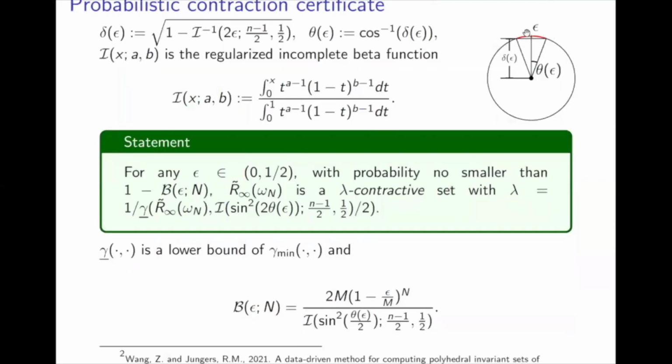So when the measure of the spherical cap is epsilon, then the angle is theta epsilon, derived from this regularized incomplete beta function. Then with this, we get our second certificate. For any epsilon, with probability no smaller than 1 minus beta, defined here, this computed set is lambda contractive with the contraction rate being this.